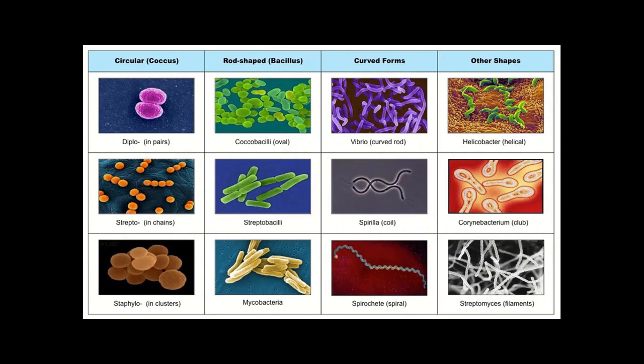So they are of many shapes. These are the various shapes: circular coccus, rod-shaped bacillus, curved forms, vibrio, then other shapes: helical helicobacter, then spirilla. So many are there.